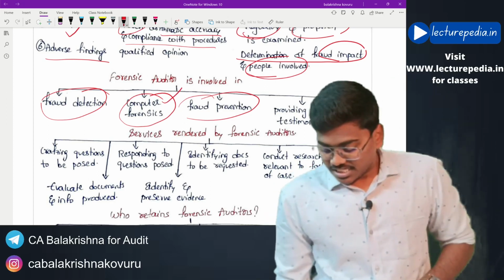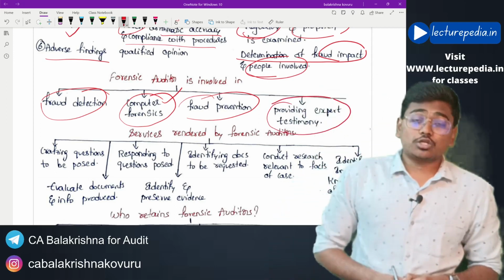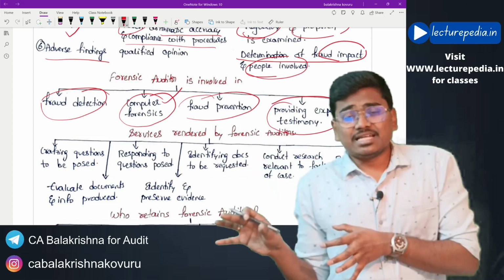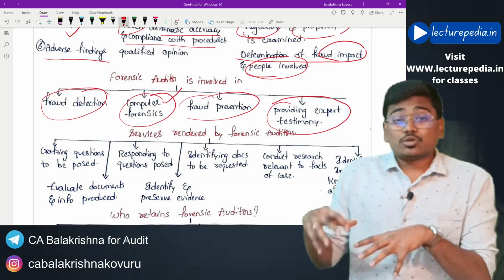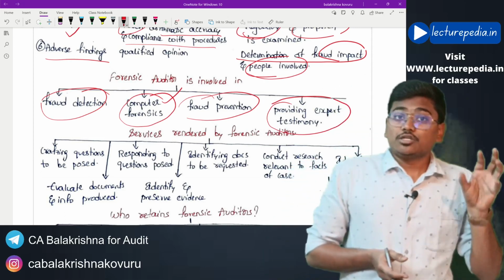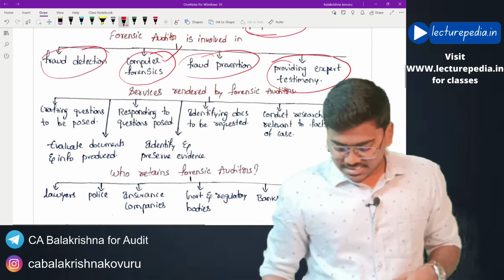And finally, he will be involved in providing expert testimony in a court of law. Generally, the court requires certain evidence to conclude the fraud. So that evidence and expert testimony will be provided by the forensic auditor in the court of law. So in these areas he will be involved.